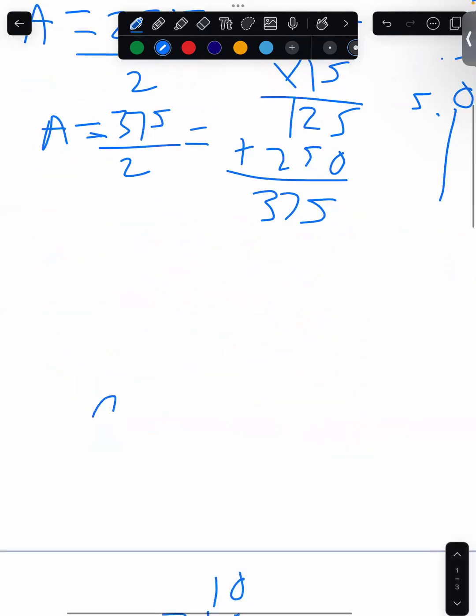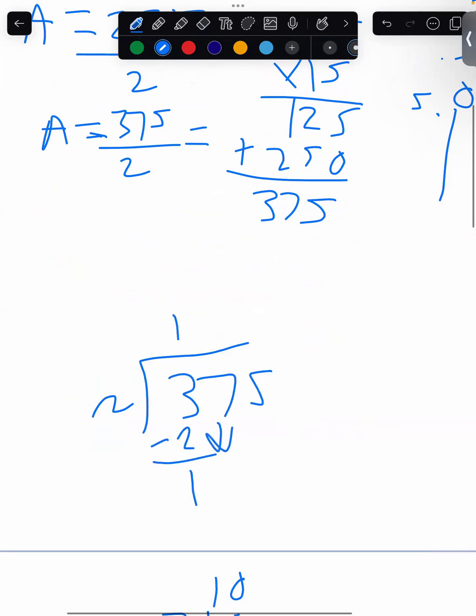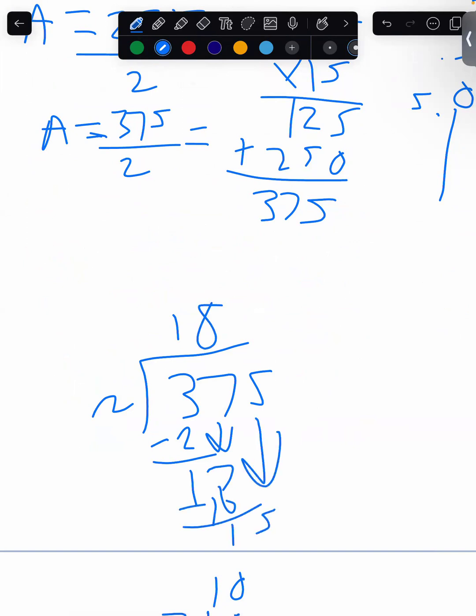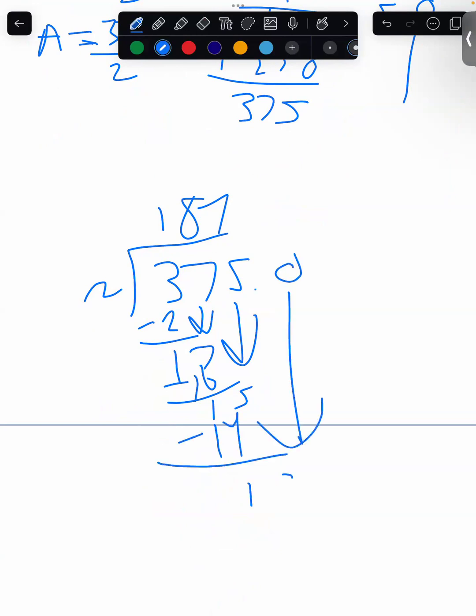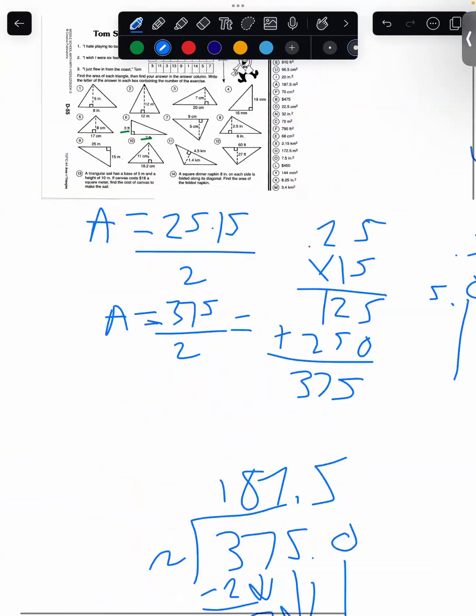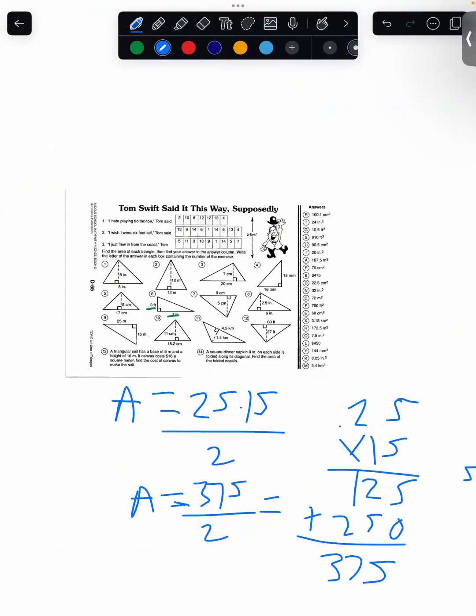Okay, so 2 into 375. 2 times 1 is 2. 2 times 8 is 16. And then bring our 5 down. 2 times 7, oops, is going to be 14. Then decimal and 0. Bring the decimal up. 2 times 5 is 10. So 187.5 for number 9.